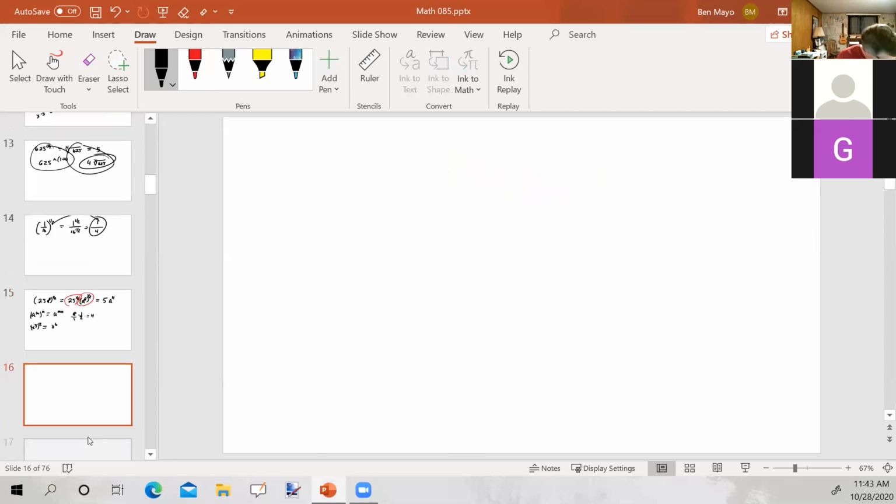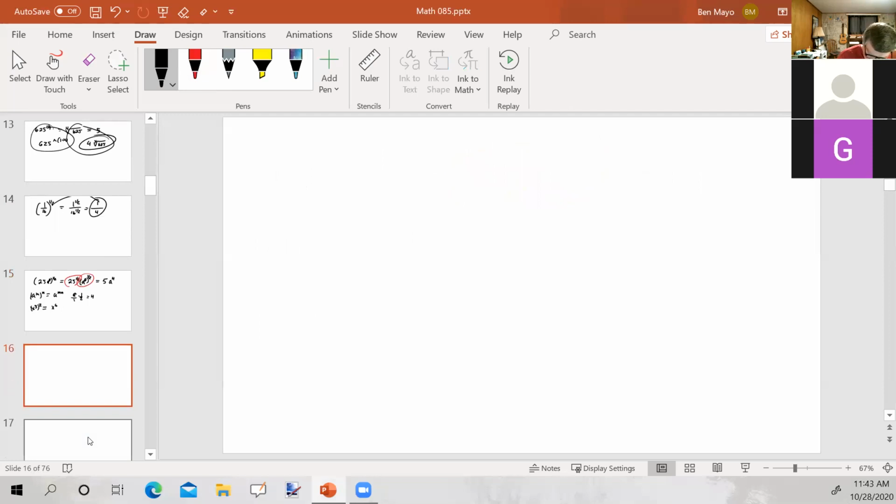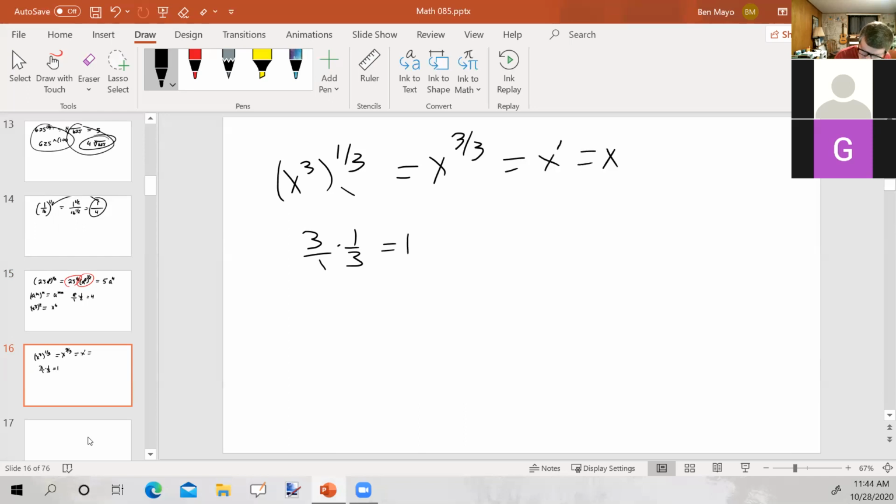Let's see here. How about this? x cubed to the 1/3 power. What would that be? Would that be x to the 9th? These are multiplying the exponents. Would it be just x? There you go. Because it'd be x to the 3/3 or x to the 1 or just x, right? So you're going to get x to the 3/3, which is x to the 1, which is x. So you can just go straight there.